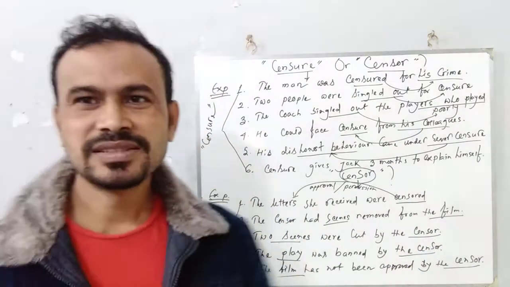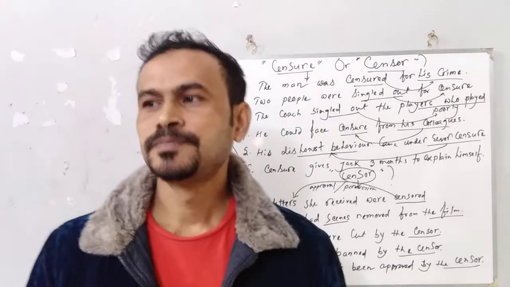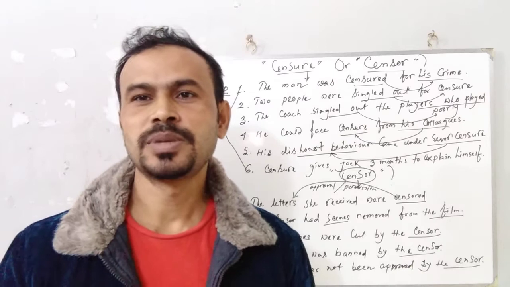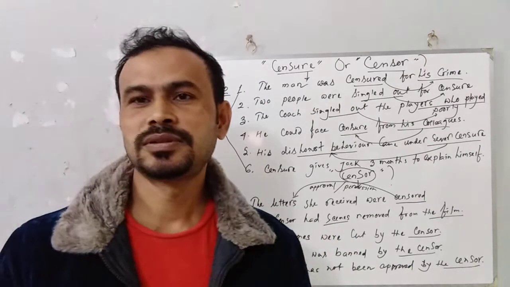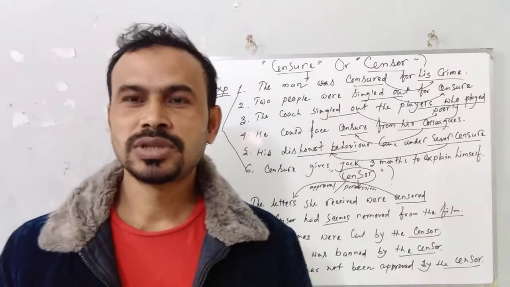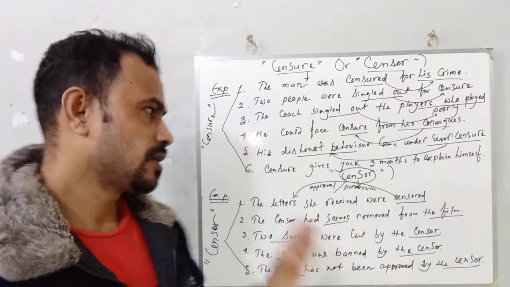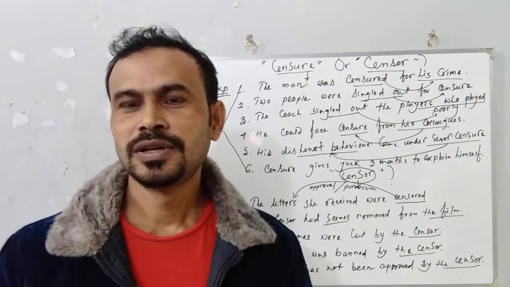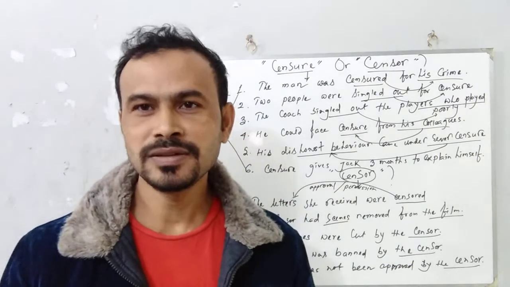So some scenes are not positive for the viewers, or the people who went to watch the movie at the cinema. In this film some scenes cannot create a positive impression, or cannot give a positive solution for the society. That's why the censor thinks some scenes should be removed from this film. Okay, I think, my friends, you got the definition from this sentence. So let's see another sentence.